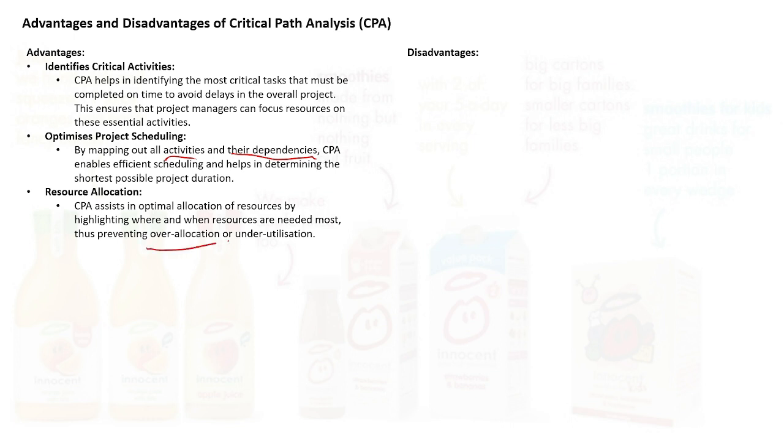Here we've got over-allocation and underutilization. So let's deal with the first. If I give my staff too much work to do, the CPA diagram is really focused on time, not quality, and I'll list this again in the disadvantages for you. Now, if my staff only focus on time, maybe they rush making the orange juice. Maybe it's not to the same recipe. Maybe it doesn't taste the same. Maybe I then get a bad reputation. Tesco stop buying Innocent Smoothies.